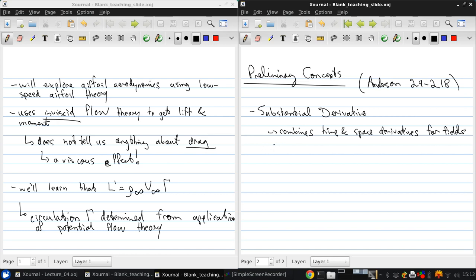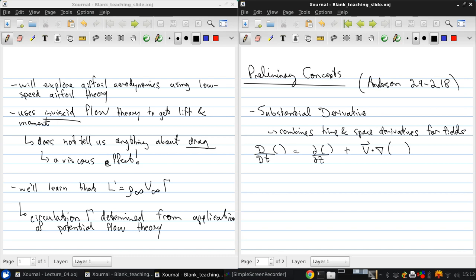And so the definition, we use the capital D by capital Dt of something, is partial d partial t of the something, plus V, the velocity vector associated with the field, dot del of the thing that we want to take the derivative of.